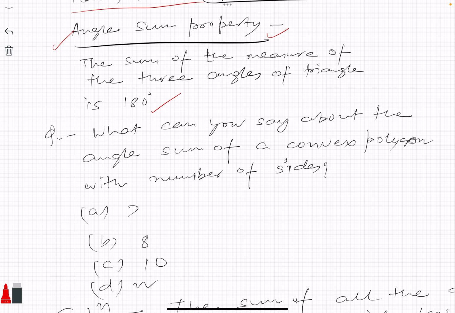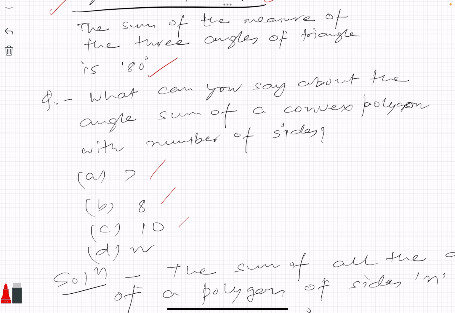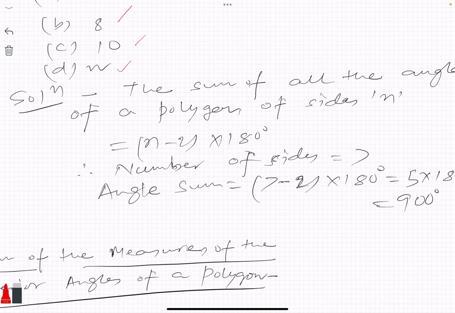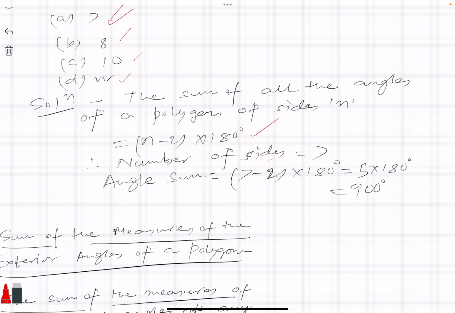Next question is, what can you say about the angle sum of a convex polygon with number of sides 7, 8, 10 and n? The sum of all the angles of a polygon of n sides is determined by the formula (n minus 2) into 180 degrees. Number of sides is 7, so n is equal to 7. 7 minus 2 into 180 degrees will be 900 degrees.